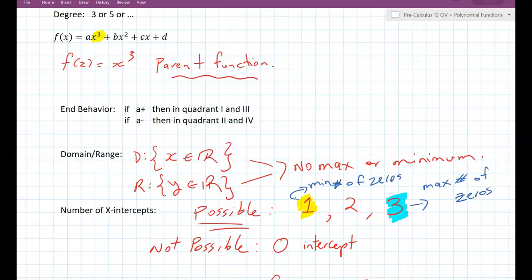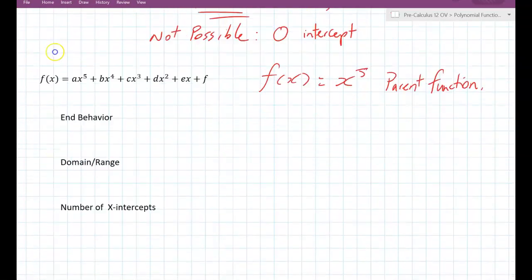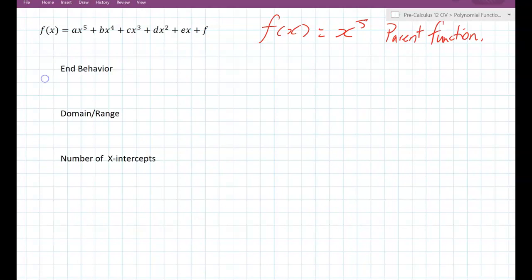All right. What I want you to realize as well is that this maximum number of zeros, again 3, matches the degree of the polynomial, always, all right? But in this case, this odd degree polynomial is giving you 1 as a minimum number of zeros. Let's see if the same thing happens for the quintic function. So here is the quintic function, general form, parent function is x to the 5th. Let's look at the end behavior, domain, range, and number of intercepts.